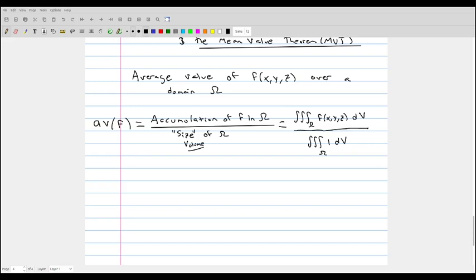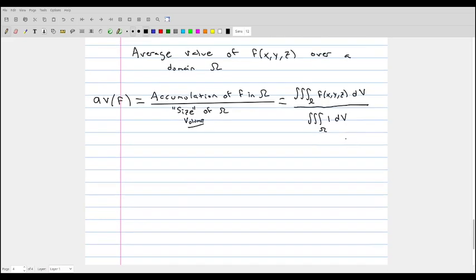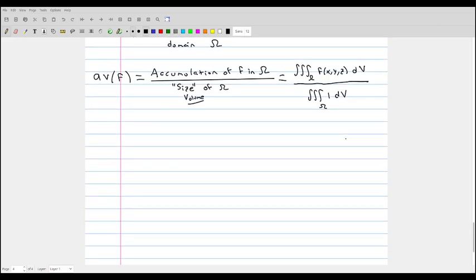Just like before, you can use this idea to actually state the mean value theorem in the exact same way as you did for a double integral. So the mean value theorem can be extended for functions of 3 variables as well as for functions of 2 variables. I'm not going to review the mean value theorem in 1D or in 2D because we talked about that in a previous lecture, but the mean value theorem for a function of 3 variables on a domain omega is the following.